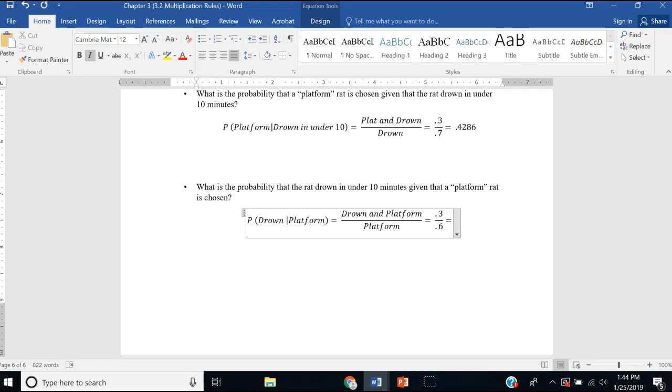Again, at this stage, you're good to go in terms of the test. On Moodle, they'd ask you to divide. 0.3 divided by 0.6 becomes 0.5 overall, or 50%.